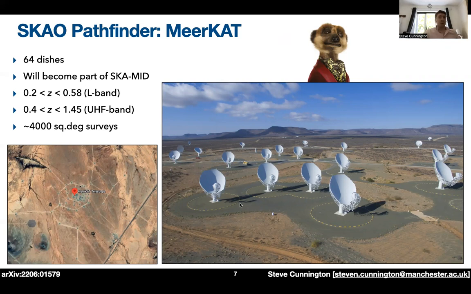So it's already built and it's on the same site as the SKA, where the SKA will be built in the Karoo Desert in South Africa. It has these two bands of observations, these frequency bands. It means we're sensitive to these redshifts here. So the current observations we have and the ones we've made this detection in are in the L band, these redshift ranges here. But we're also excited about doing higher redshift observations in the UHF band.